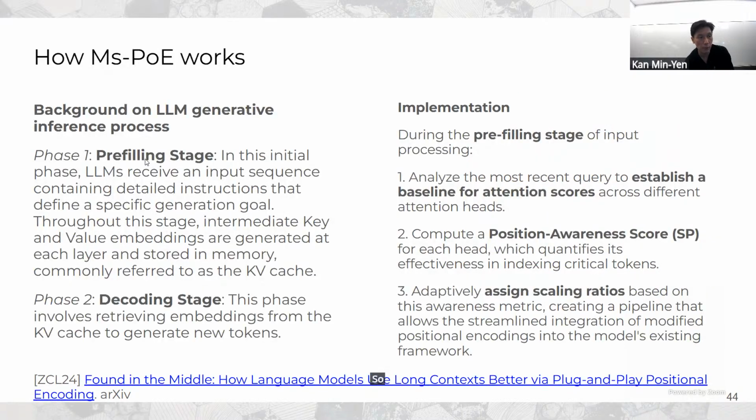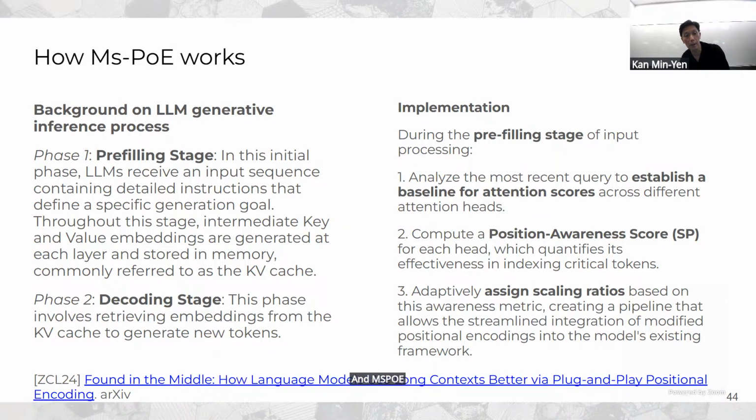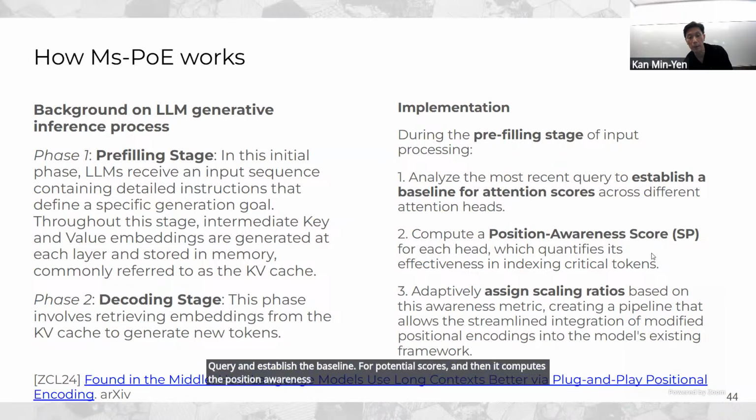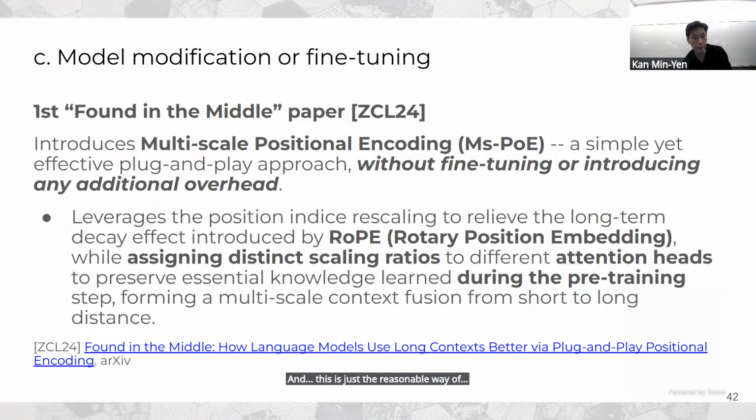So let me explain how this works. Okay, when an LLM is doing inferencing, there are actually two stages. There's a pre-filling stage and there's a decoding stage. And MSPoE does something during the pre-filling stage. It analyzes the query, it establishes a baseline for attention scores, and then it computes the position awareness score to quantify its effectiveness as well. And then it actively assigns scaling ratios. And that's just a really simple and quick way of explaining it.